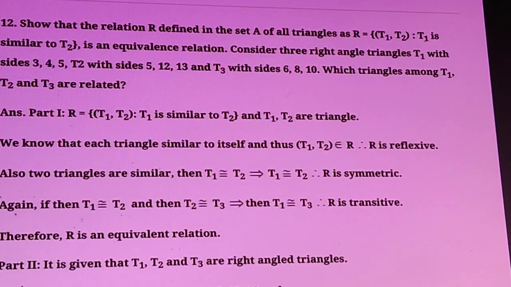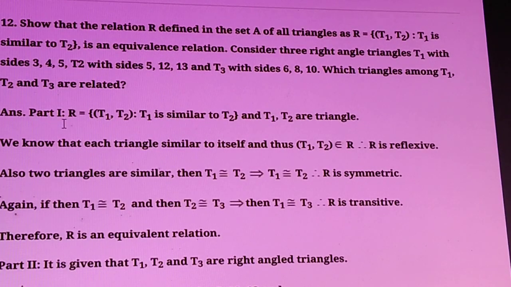Question number 12. Show that the relation R defined in the set of all triangles as R = {(T1, T2) such that T1 is similar to T2} is an equivalence relation. Consider three right angle triangles, T1 with sides 3, 4, 5, T2 with sides 5, 12, 13 and T3 with sides 6, 8 and 10. Which triangles among T1, T2, T3 are related?